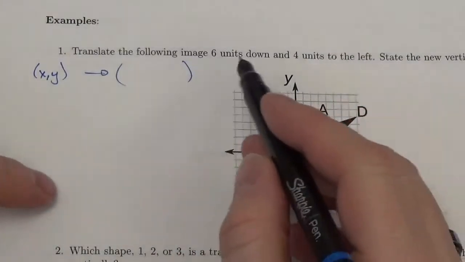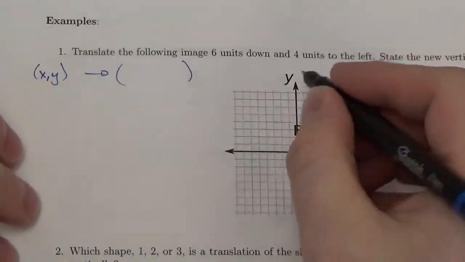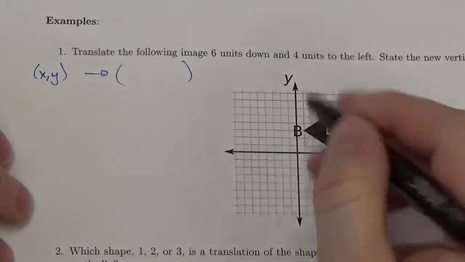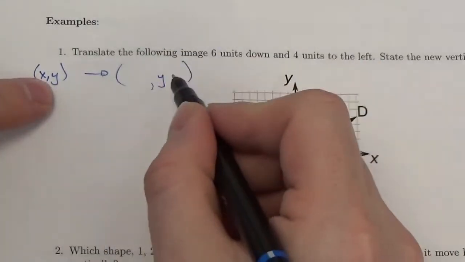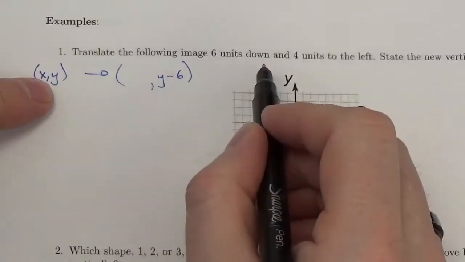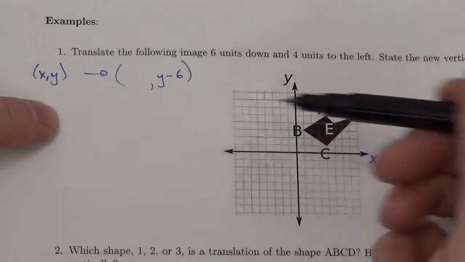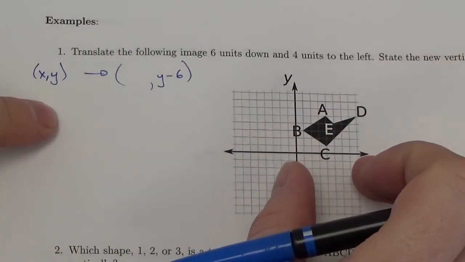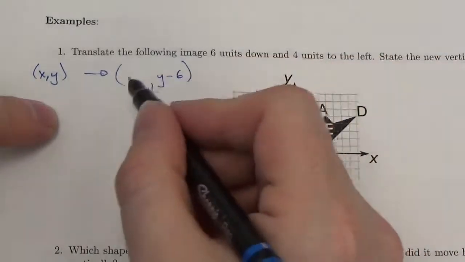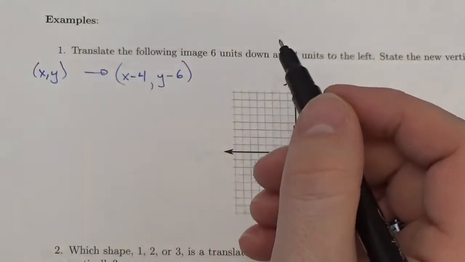Now remember, up and down, that's a y-coordinate thing. The vertical axis is the y-axis. So 6 units down means I'm going to take the y-coordinate and subtract 6 from it. 4 units to the left is this way, and so the x numbers get smaller when I go that way. So that means I'm going to take my x-coordinates and subtract 4 from them.